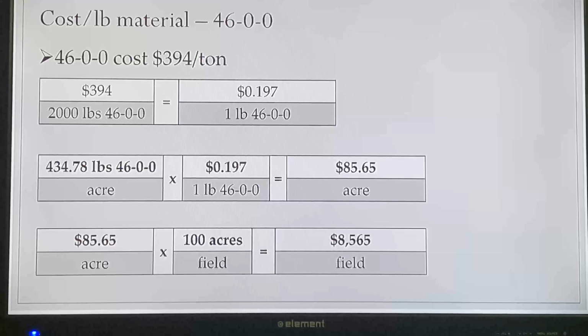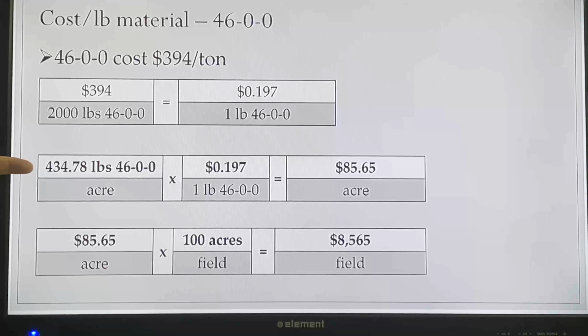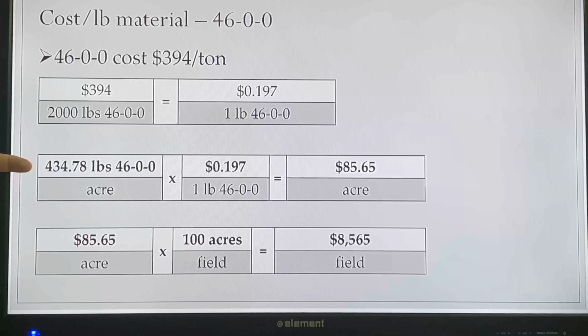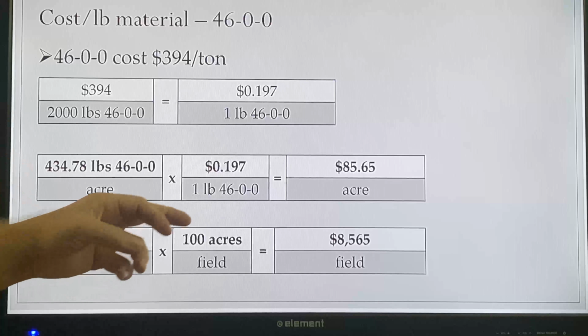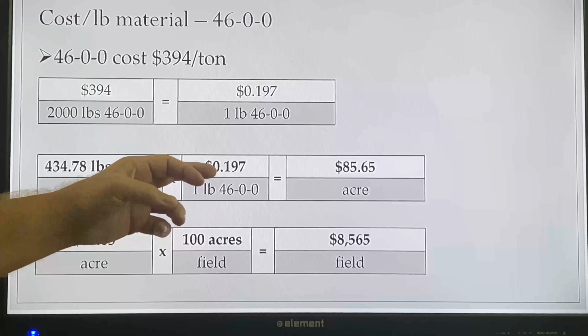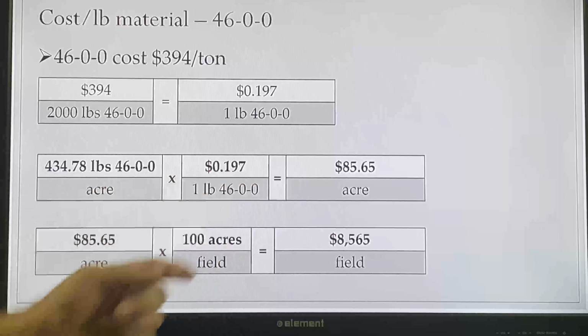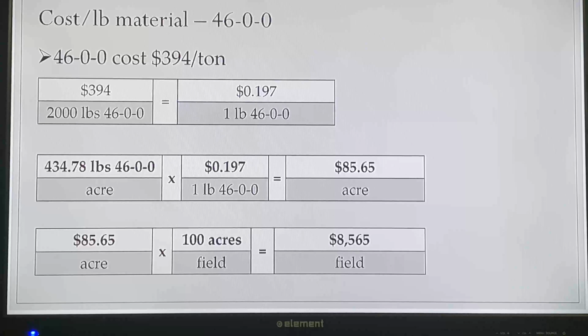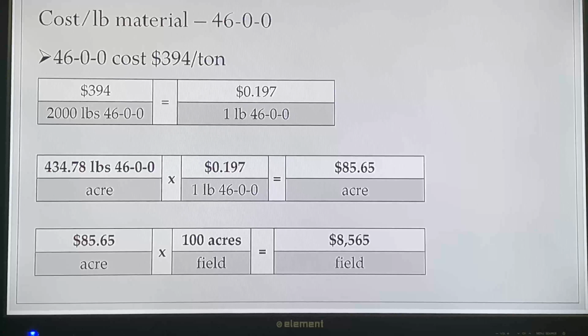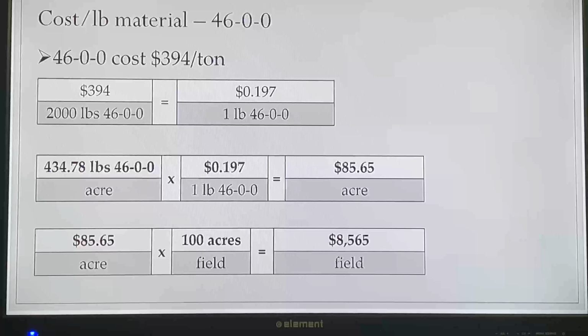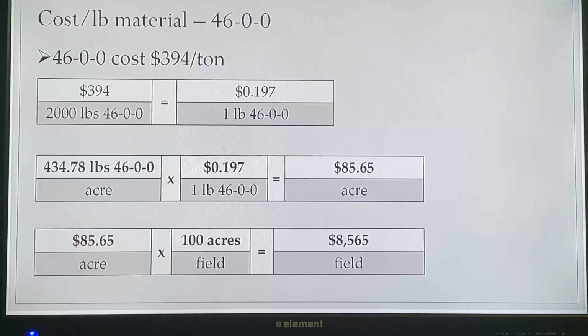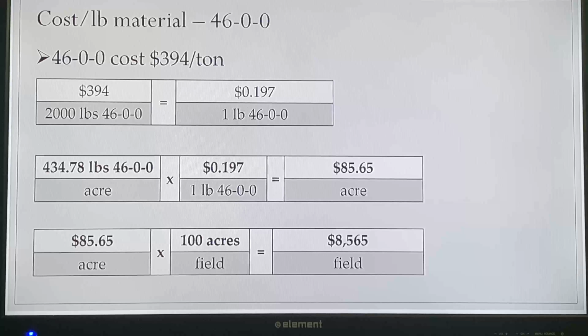Next, we know from our previous math that we need about 435 pounds per acre times $0.197 per pound. That is about $85.65 per acre. Multiply that times 100, and we know that for the whole field, our urea cost is going to be $8,565.